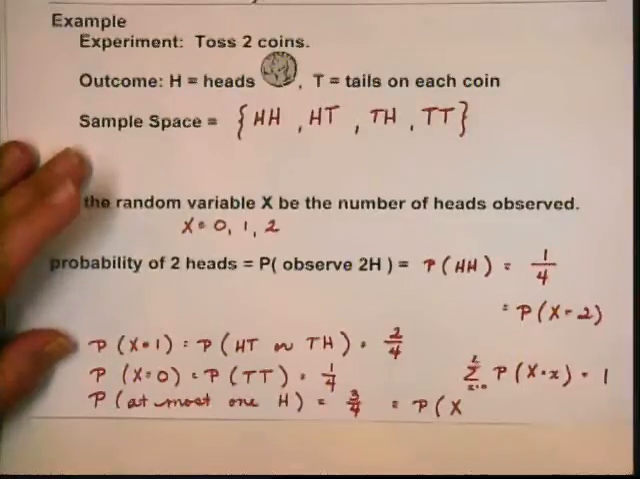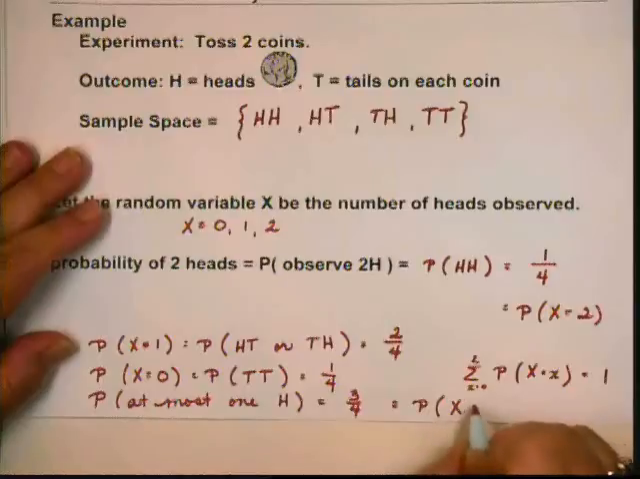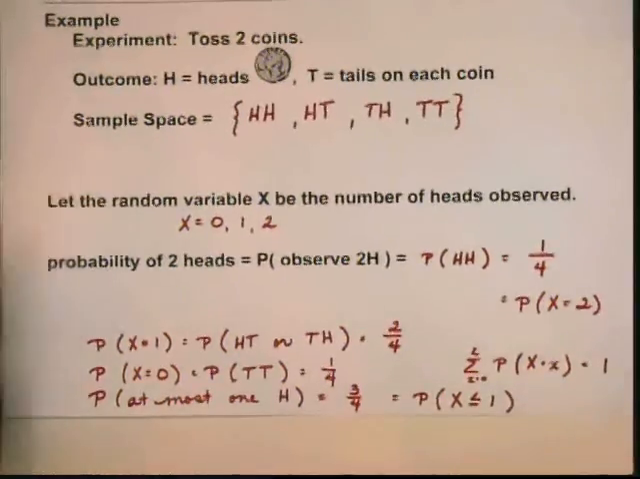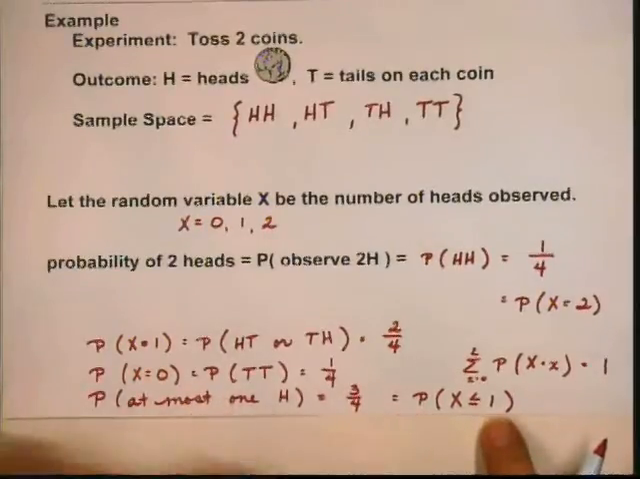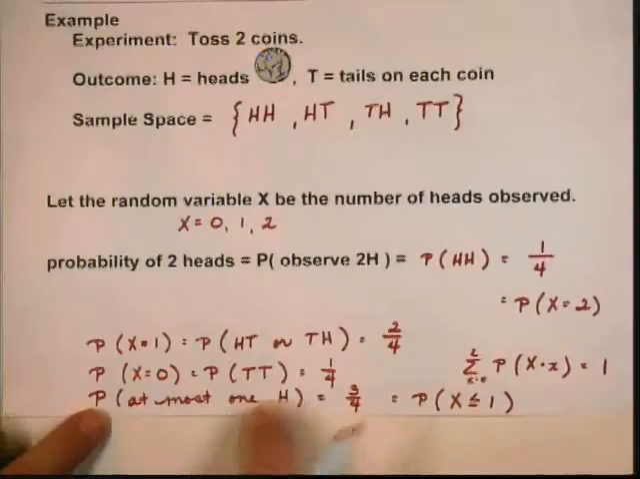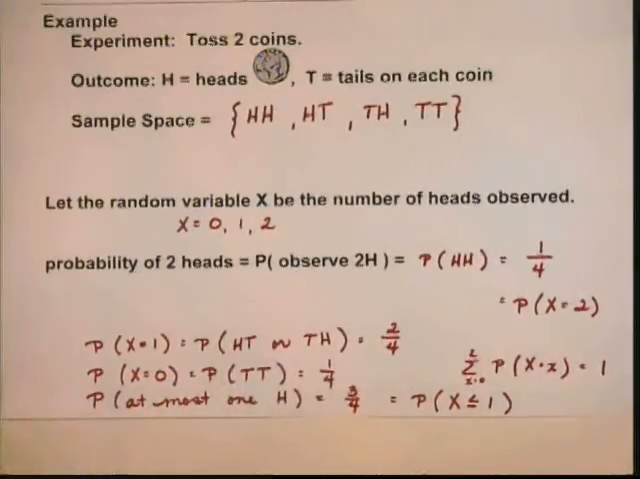If x is the number of heads, at most 1 would be x less than or equal to 1, right? So we can either write our probability statements in terms of the random variable, we can write the probability statements in text, or we can write them as a list of the outcomes in the sample space. Okay?